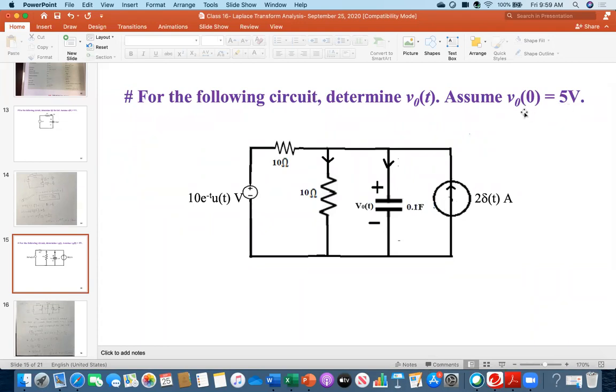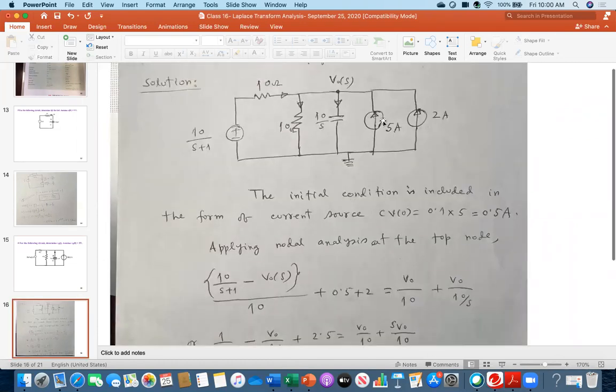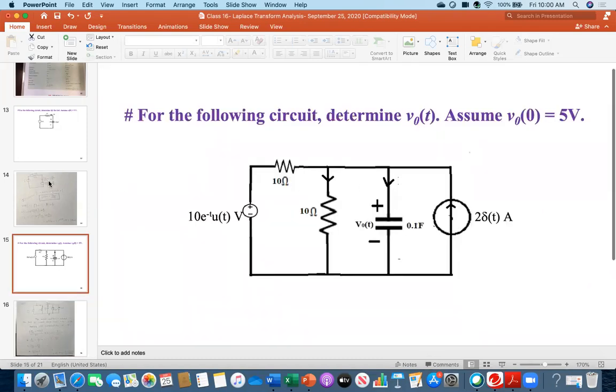Because the capacitor initial voltage is given, you can easily guess which format you have to choose. Before doing anything, you can easily guess that we have to use the initial condition. Because this is a parallel circuit, parallel, parallel, parallel, it is better to represent this capacitor in parallel format. You see, I have used a capacitor and a current source.